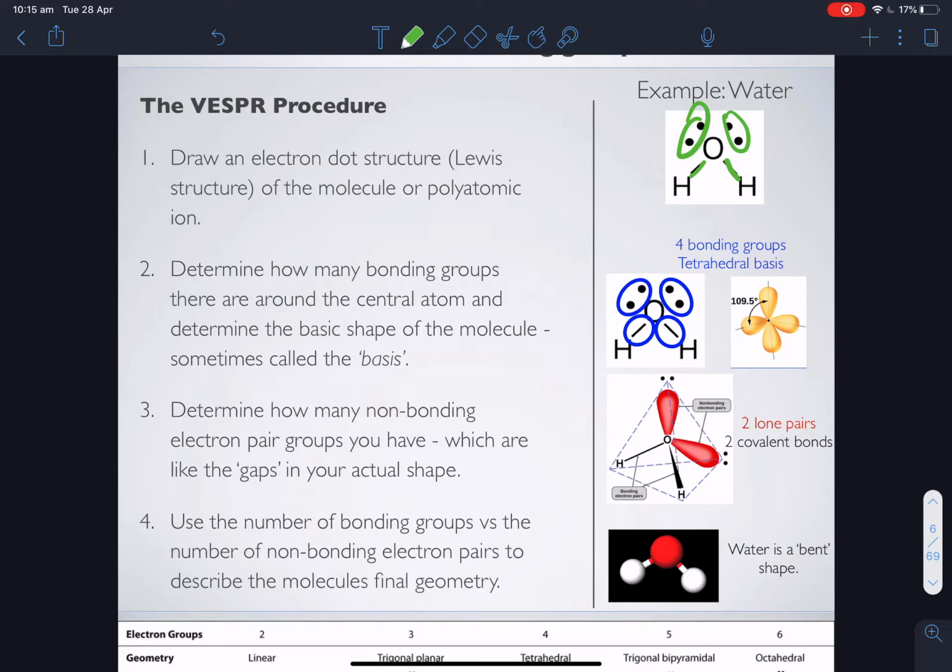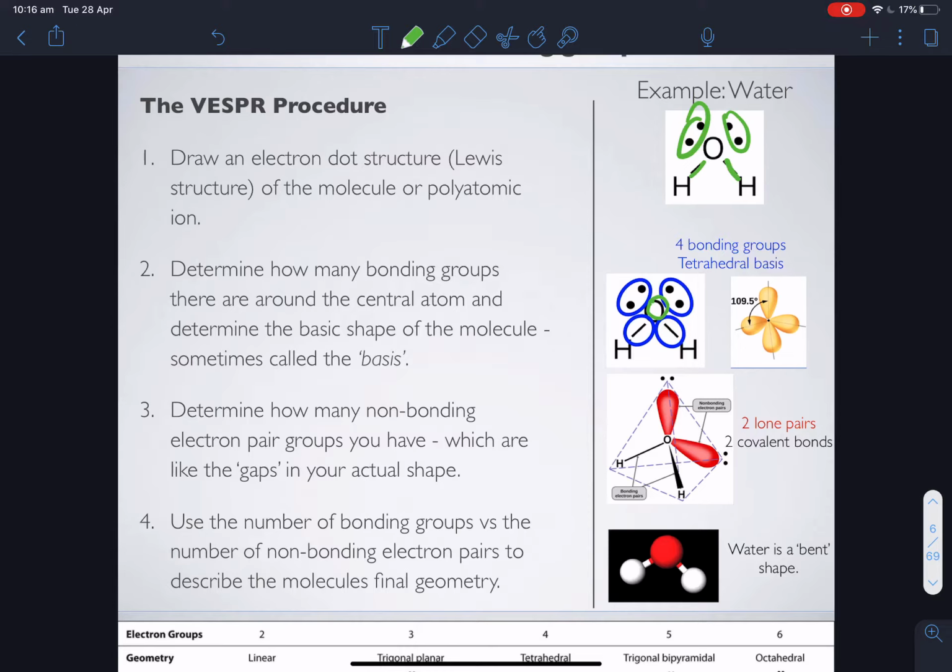Second step is we need to determine how many bonding groups there are around the central atom, and determine the basic shape of the molecule. Sometimes this is called the basis. So here with the oxygen, the central atom, we've got 2 lone pairs and 2 single covalent bonds. That means there's 1, 2, 3, 4 bonding groups. And that means it's this tetrahedral shape. Okay, it's got a tetrahedral basis. There's 4 bonding groups repelling each other equally around this sphere.